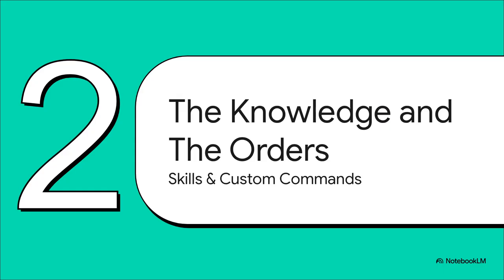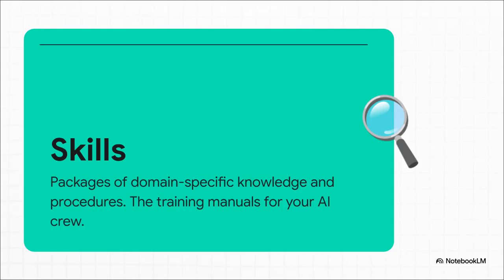Okay, so we've got our crew and we've got their tools, but how do they know how to do their jobs the right way? And how do we, the project managers, give them orders efficiently? Well, that's where skills and custom commands come into play. A skill is basically a knowledge packet. It's the blueprint, it's the training manual, it's the company's style guide, all rolled into one. It teaches the AI crew the right way to do a complex task, which ensures you get consistency and quality every single time. For example, a skill could lay out the exact steps for how to structure a quarterly report or how to properly talk to a specific database.